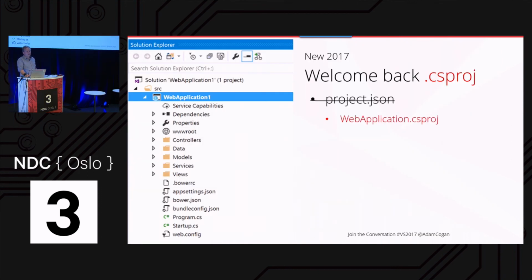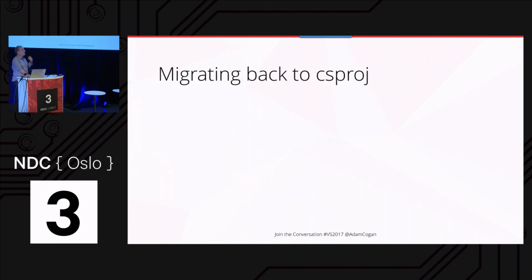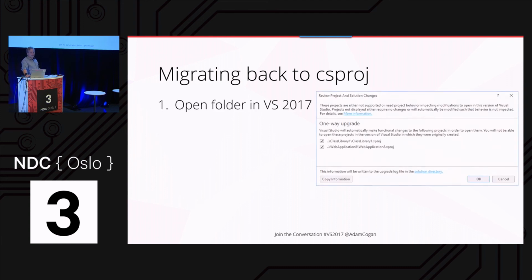Anyway, this is how we do it now. CS Proj, and web.config, just the normal CS Proj. So if you learned all that stuff, forget about it. If you open your old project, this is what will happen. It will say, review project and solution changes. These projects are either not supported or need project behavior impacting modifications to open in this version of Visual Studio. Basically, you just press OK and you're good to go. If you want to do it from the command line, you just run dotnet migrate.